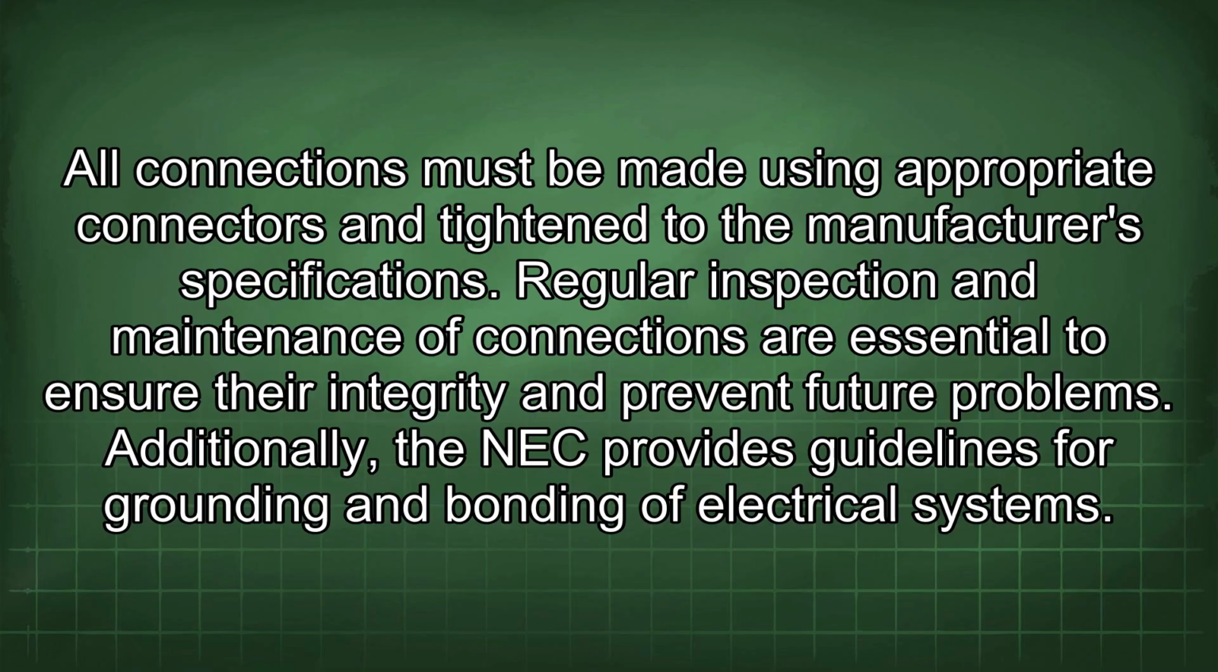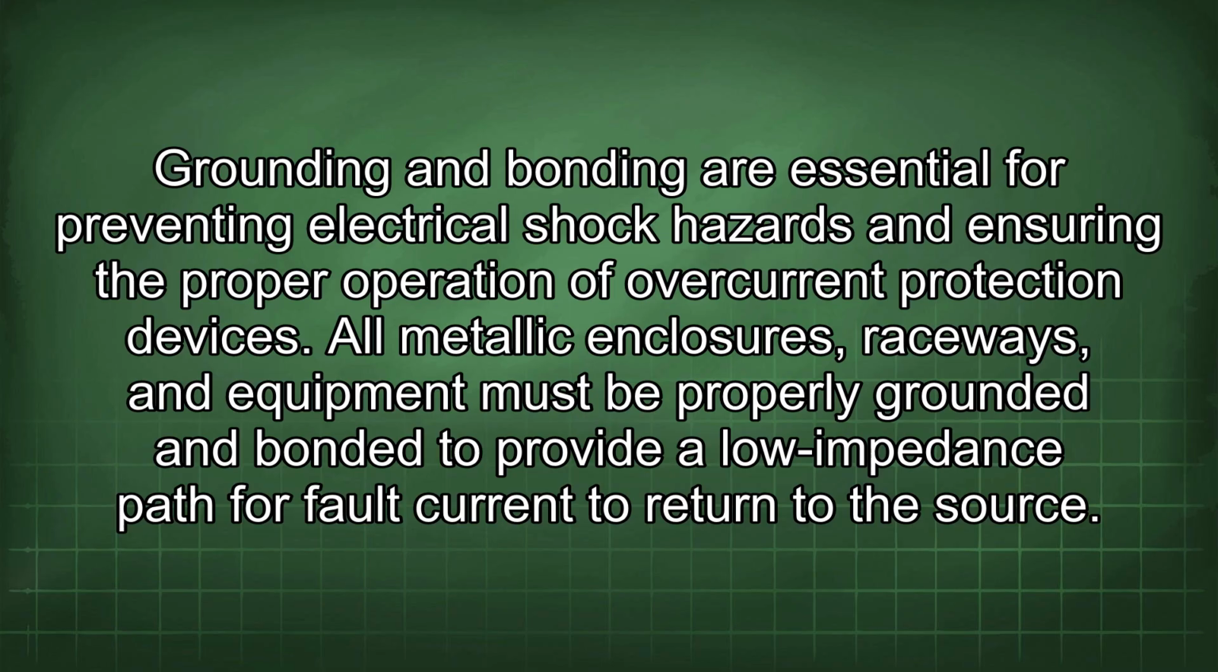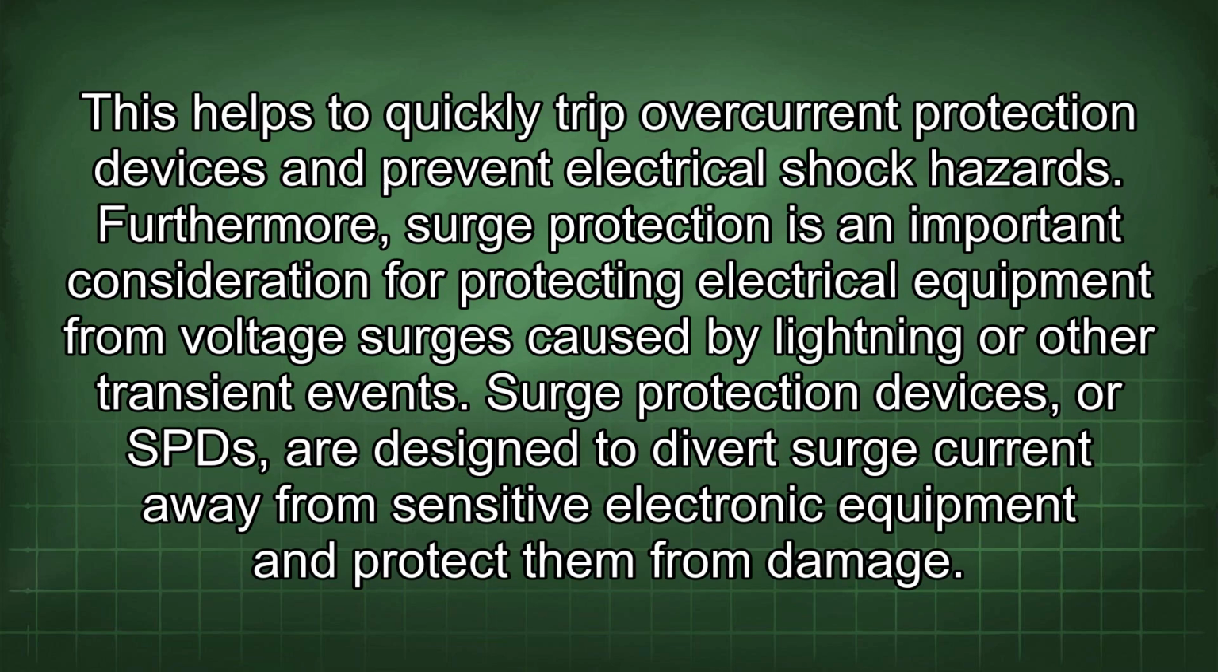Additionally, the NEC provides guidelines for grounding and bonding of electrical systems. Grounding and bonding are essential for preventing electrical shock hazards and ensuring the proper operation of overcurrent protection devices. All metallic enclosures, raceways, and equipment must be properly grounded and bonded to provide a low impedance path for fault current to return to the source. This helps to quickly trip overcurrent protection devices and prevent electrical shock hazards.